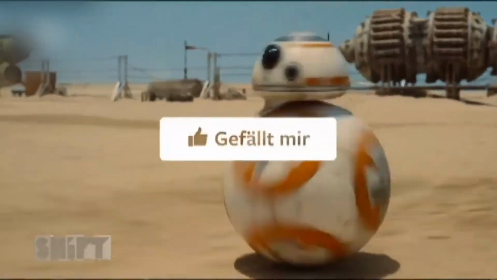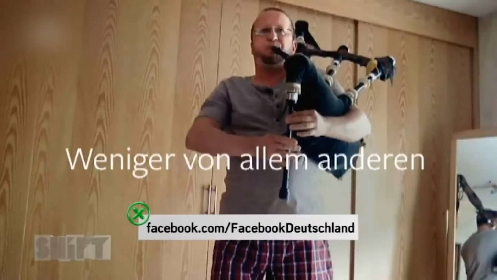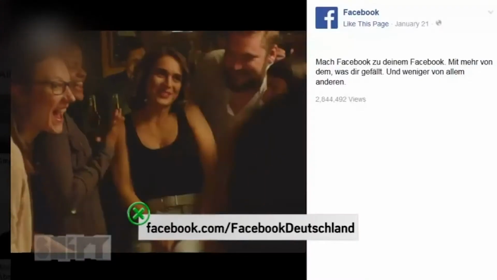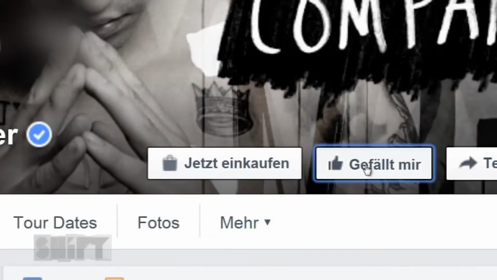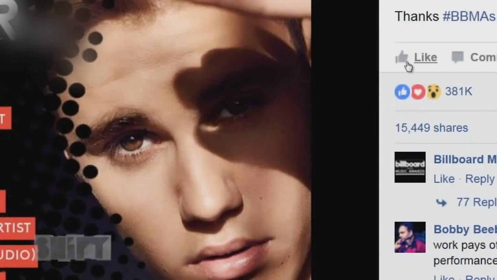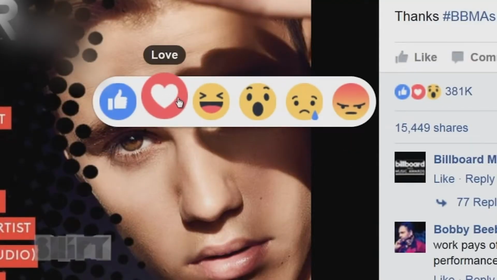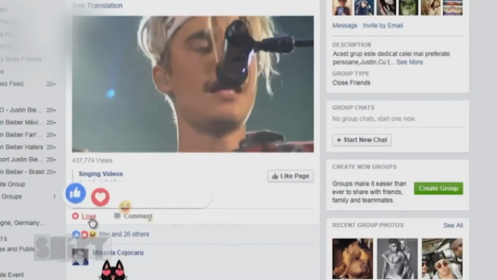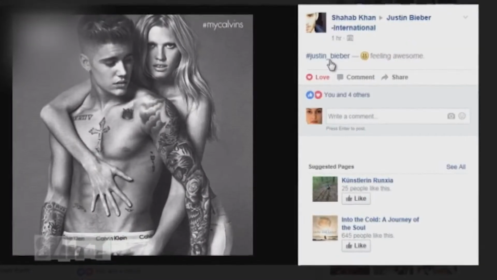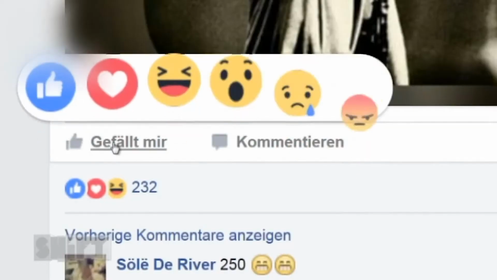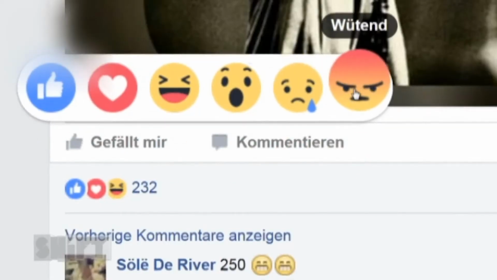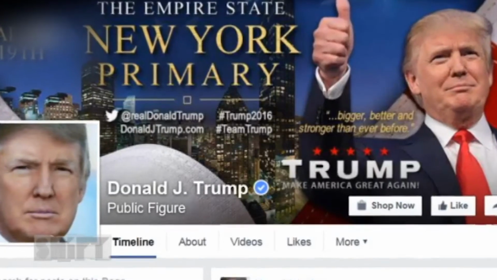Facebook's current slogan in German-speaking countries translates as more of what you like and less of everything else. In practice, it can look like this. A fan likes Justin Bieber's latest posts and leaves comments on his concert videos. Facebook's algorithms take note and start sending more Justin Bieber content to the fan's newsfeed. It sounds harmless enough when it's a pop star, but what if it's a political topic?